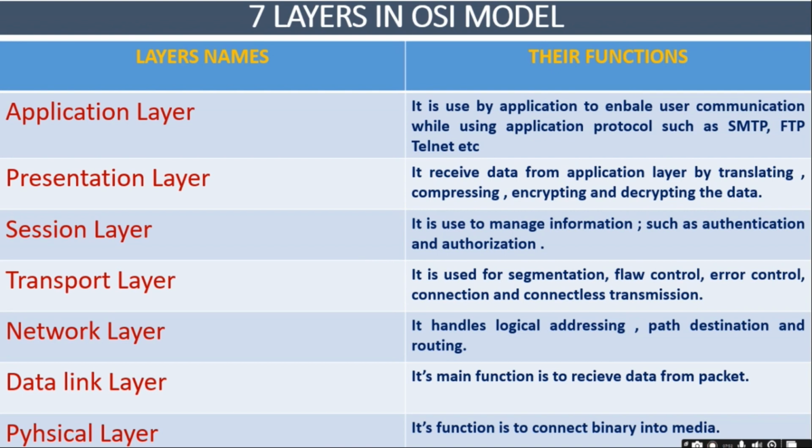Okay, now let's talk about the application layer. The application layer, as the name implies, is used by applications to enable user communication while using application protocols such as SMTP, simple mail transfer protocol, or file transfer protocol, or Telnet, etc. So the application layer enables us to communicate using application protocols. While you are sending your email or exchanging files, we implement that layer known as the application layer.